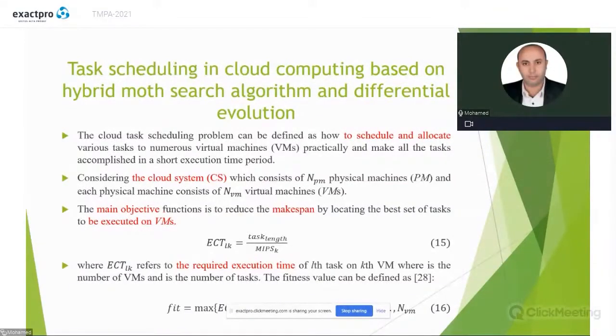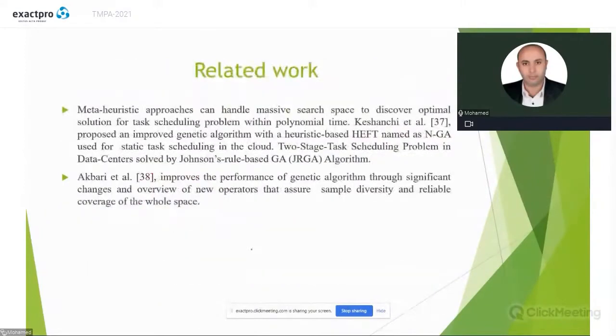The main objective here is to reduce the makespan by locating the best set of tasks to be executed on virtual machines. This can be represented by these equations, 15, and we also need to determine or compute the required execution time. So according to this, we converted the task scheduling problem to an optimization problem. These are some techniques that have been proposed before and the behavior of each of them.